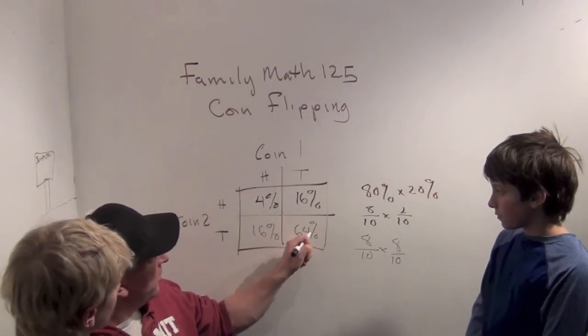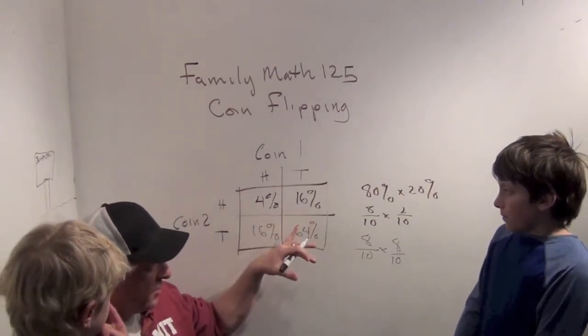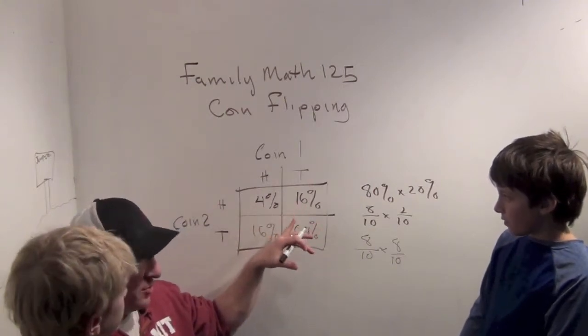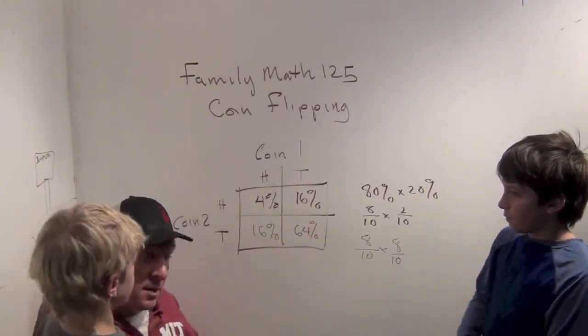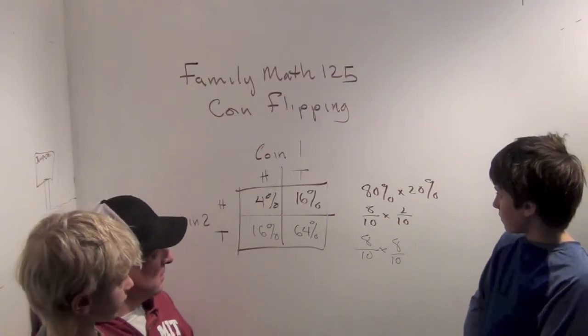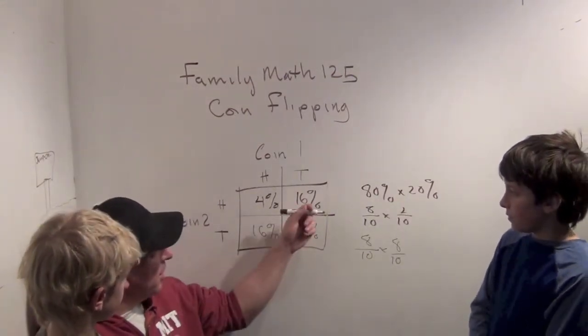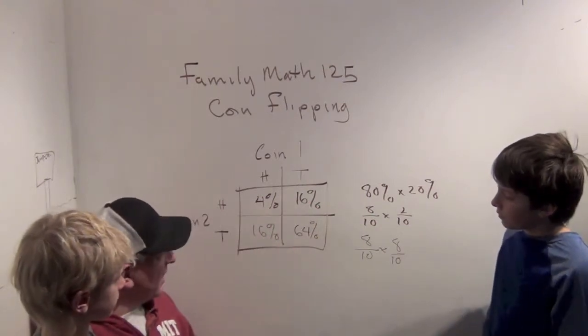Now, this hopefully is going to add up, by the way, to what? What should these percents add up to? 100%, right? Why is that? Because all those are all the choices, and all of it should add up to 100%.